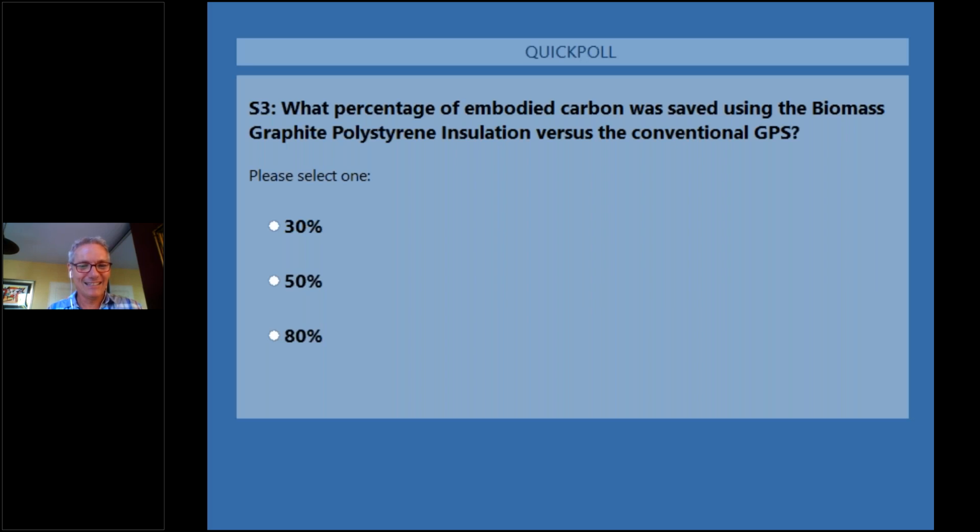And there it is. What percentage of embodied carbon was saved using the biomass graphite polystyrene insulation versus the conventional GPS? That's a mouthful, isn't it? 30%, 50%, or 80%? So how much did you save by putting biomass and recycled stuff into the crock pot when you're cooking up and making polymer? 30%, 50%, 80%? As we get close to lunch, it's easy to have a food metaphor. We love a good reframe.